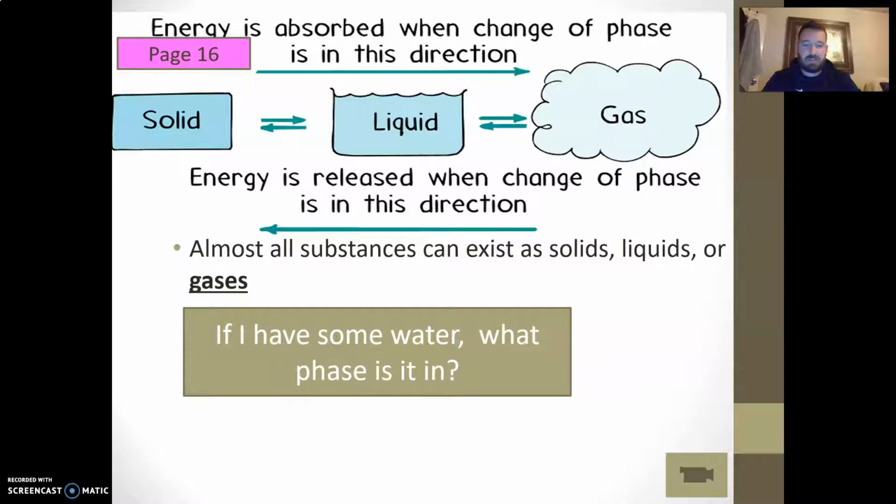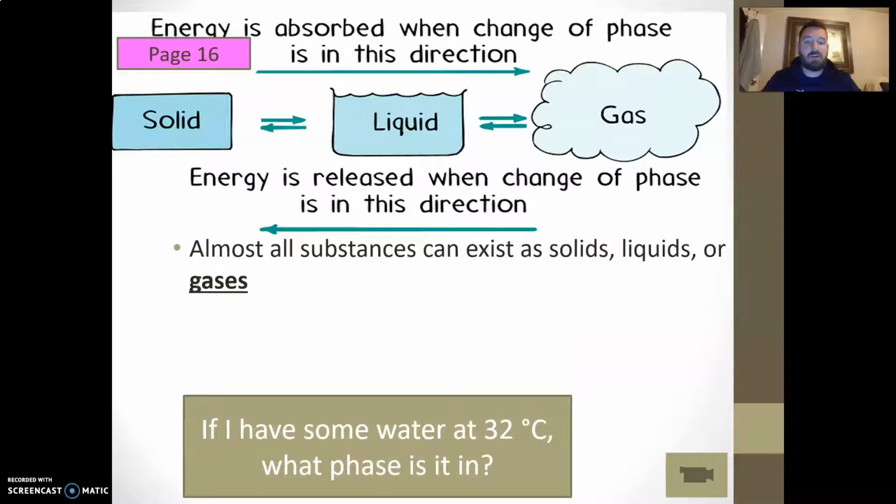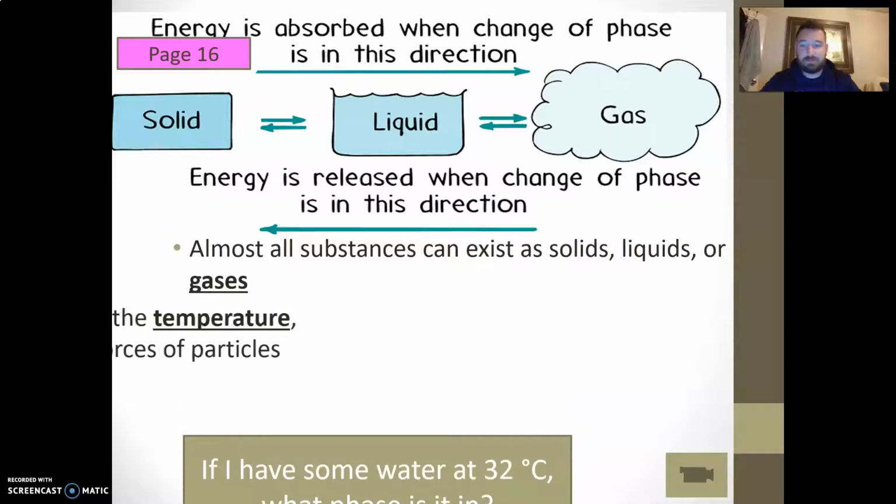So if somebody asks you if you have some water, what phase are you automatically thinking? Are you automatically thinking liquid phase? Because that is not specific enough. Now, what if I said I had water at 32 degrees Celsius? What phase would that be in? Okay, so if water freezes at 0 degrees Celsius and water boils at 100 degrees Celsius, well, at 32 degrees Celsius, it would be liquid water. All right, so in this class, we are going to have to specify whether we mean solid water, which would be ice, liquid water, or gaseous water or water vapor.